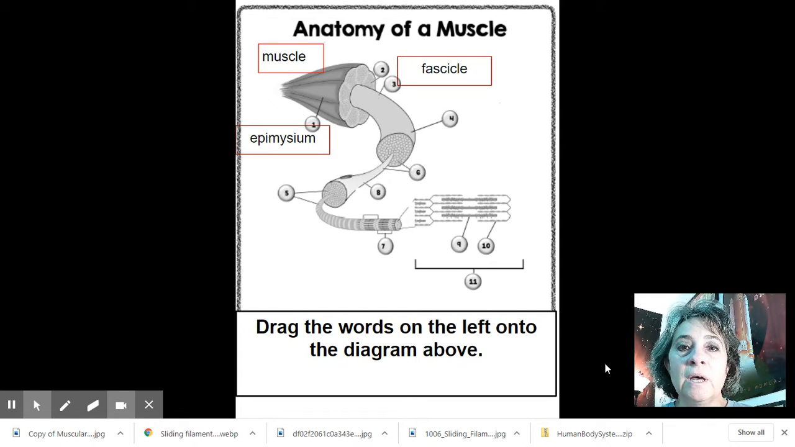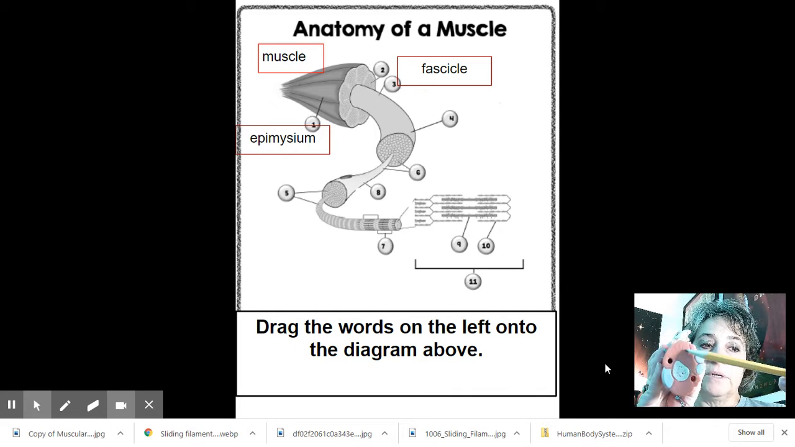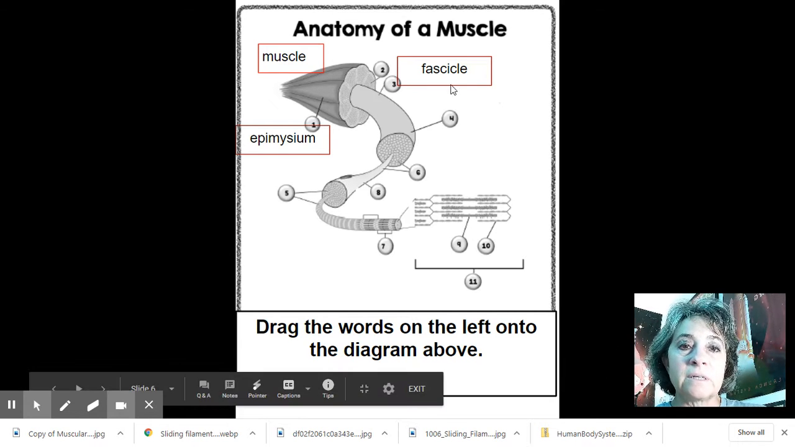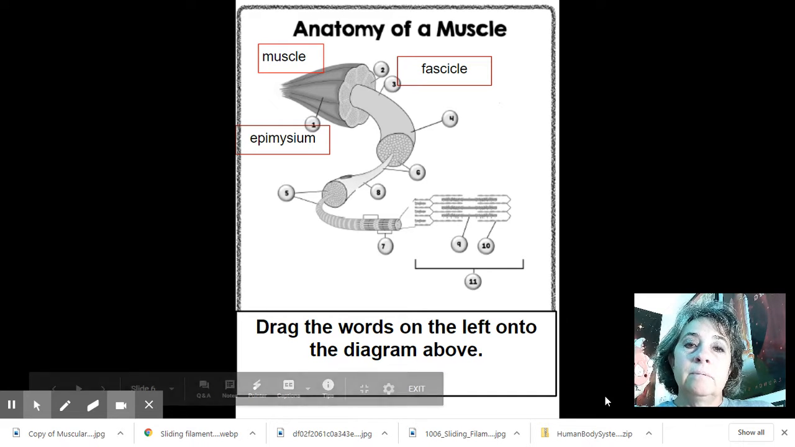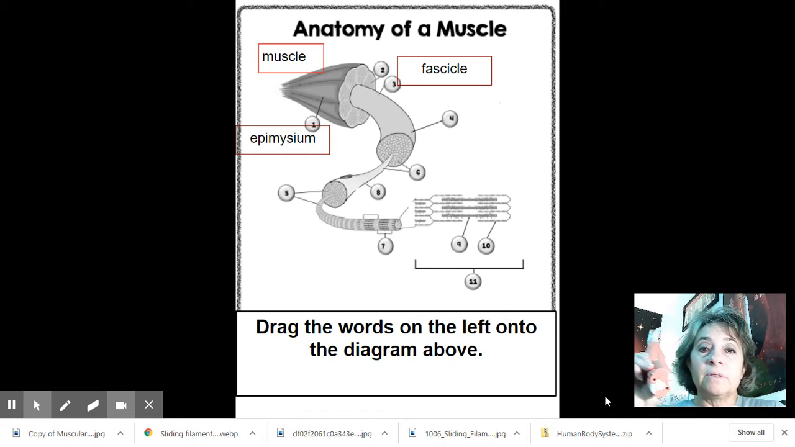Then number two, you can actually see it on the inside here. You can see the different bundles of the muscle all together. Each individual bundle is called a fascicle. That's number two on your diagram. It's kind of like if you grab a bunch of Twizzlers and hold them together in a clump, then each individual Twizzler would be the fascicle.